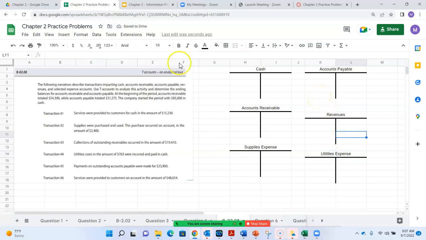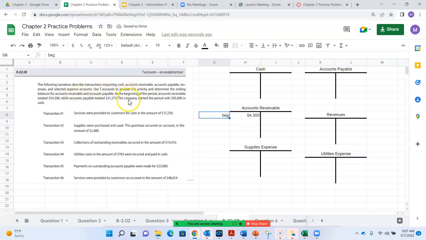Before we do that, back up. We got to fill in our beginning amounts. So at the beginning of the period, accounts receivable totaled this amount. So accounts receivable, that's an asset. Remember, assets typically have debit balances. So here's our beginning amount of $54,300. And off to the side, I'm just going to write BEG for beginning. That's our beginning amount.